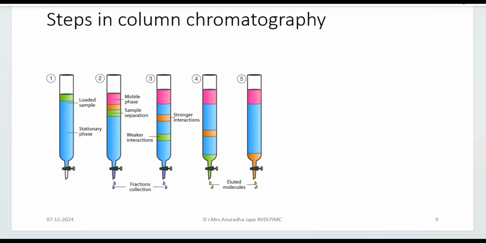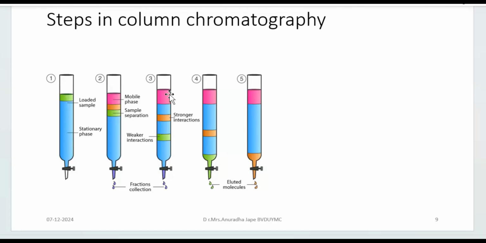So in the first, there are 5 columns shown. In the first column, you are seeing the column is filled with the stationary phase, which is shown in blue color. The sample is loaded and above is the mobile phase to be poured onto it. So in the second column, you are seeing the mobile phase is poured on the top of it. Right? Then, as the time passes, the interactions between the solid matrix and the analyte would occur, and the analyte molecules will start running down the column.